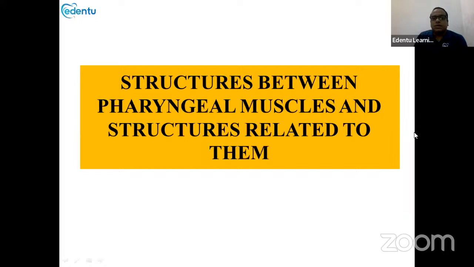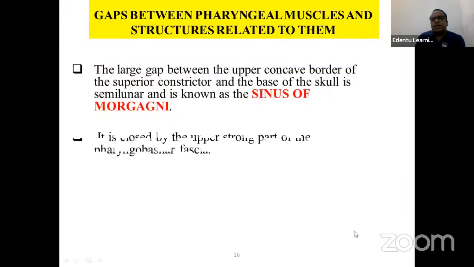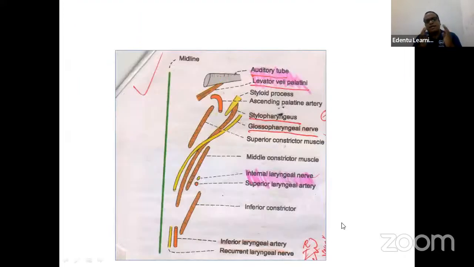Okay, so coming to the third short answer of the day. Structures between pharyngeal muscles. These pharyngeal muscles are superior constrictor, middle constrictor, inferior constrictor. This question is picked from the mouth and pharynx chapter. What are the structures related to them? That is what we are going to study. Before I go into the text, please learn this diagram. Take a screenshot. This diagram will solve everything.